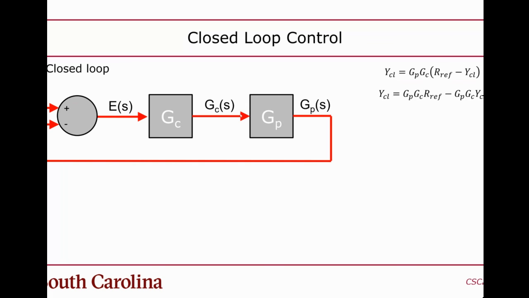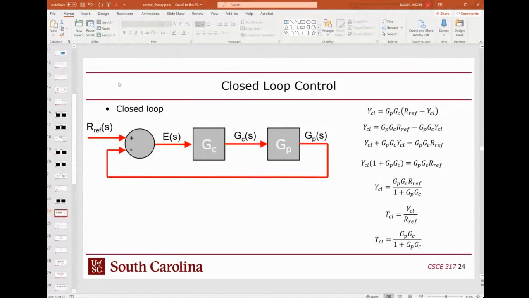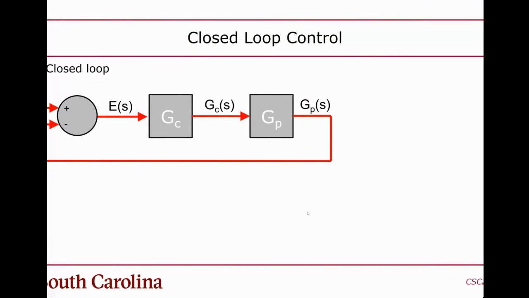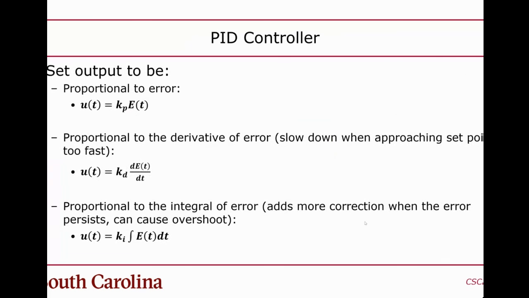Okay, so in this slide, I derived the closed loop control equation. And basically, the idea is that it's the open loop transfer function divided by 1 plus the open loop transfer function. Okay. And so that's it.